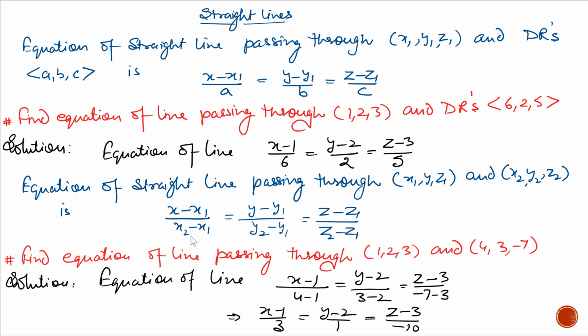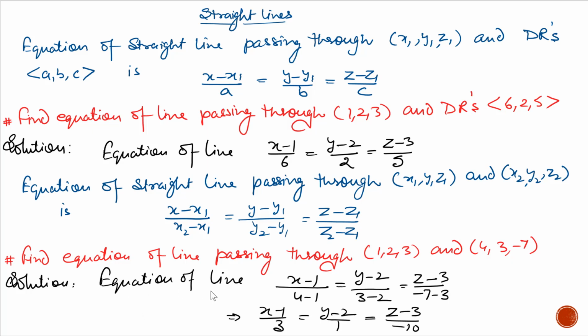Here we put the value of a, b and c, where a is x2 minus x1, b is y2 minus y1 and c is z2 minus z1. We can explain with the help of an example. Find Cartesian equation of straight line passing through 1, 2, 3 and 4, 3, minus 7. Here x1, y1, z1 are 1, 2 and 3 and x2, y2, z2 are 4, 3 and minus 7.